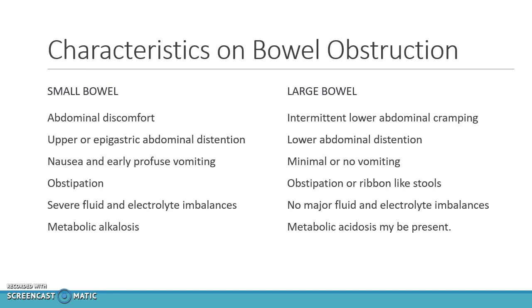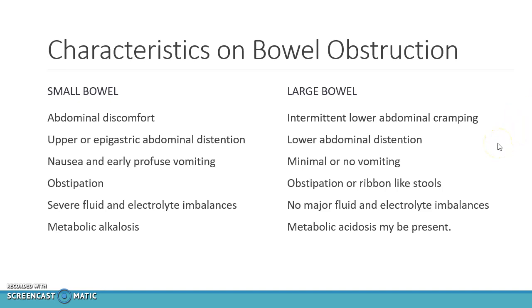Obstipation or ribbon-like stools, where part of the stool is passing and so it's not completely blocked. There's no major fluid and electrolyte imbalances. Metabolic acidosis may be present.